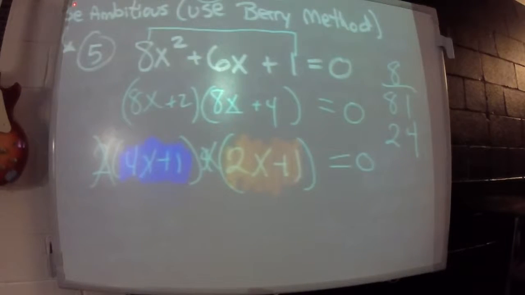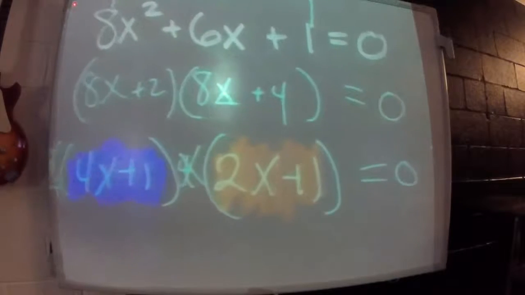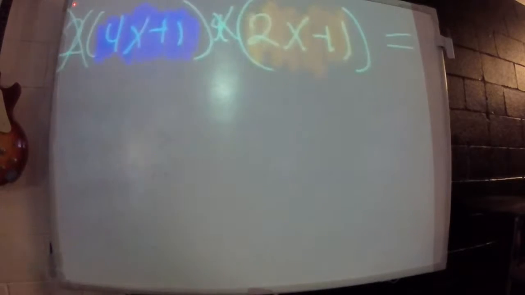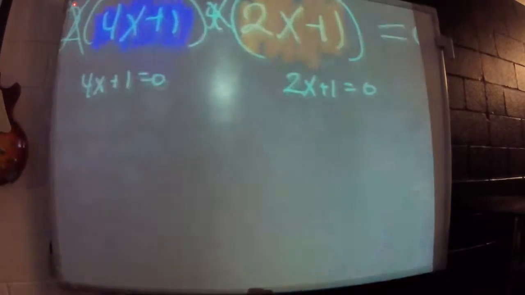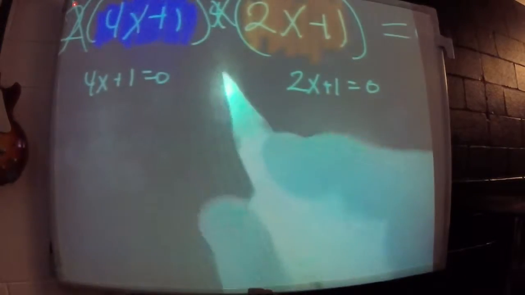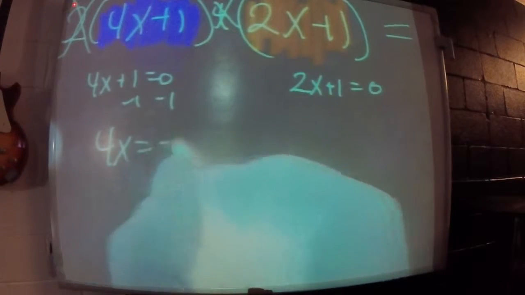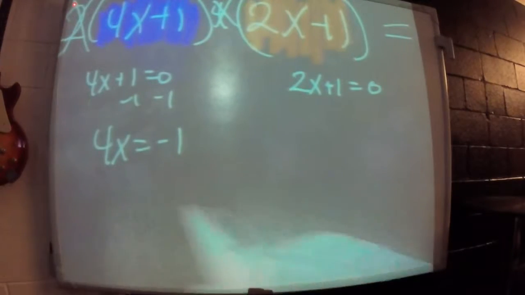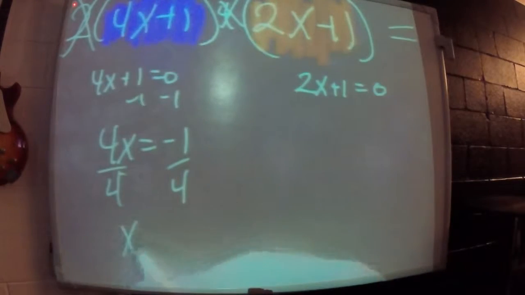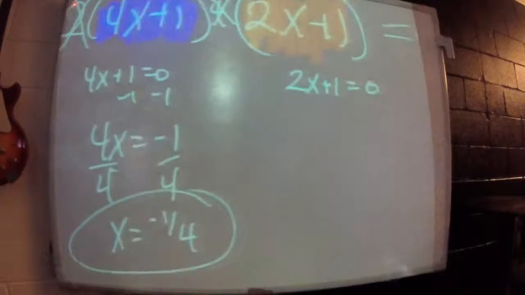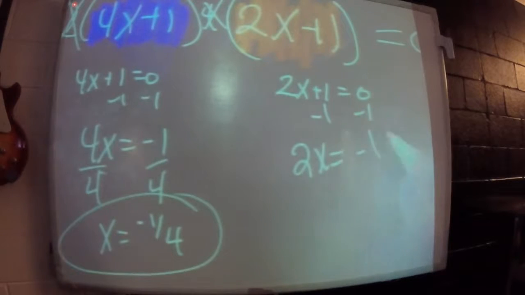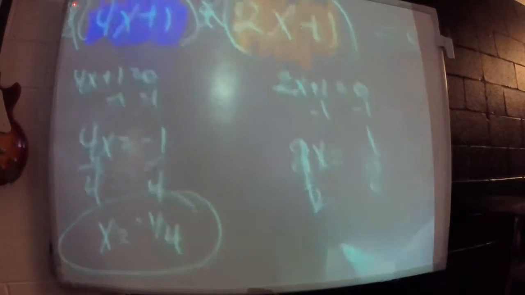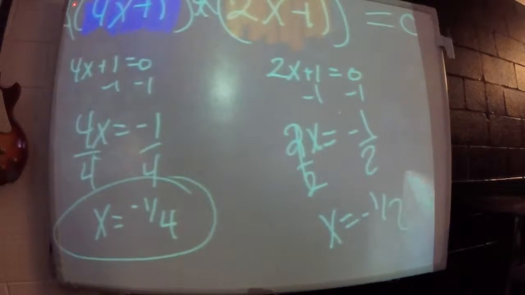Now what are we going to do to finish the problem? Make each one equal 0. So your first thing says 4x plus 1 equals 0, and your other one says 2x plus 1 equals 0. Move the 1 over. You've got 4x is negative 1. Divide by 4, and what do we get? Negative 1/4. That's one of your answers. And then this one, move the 1 over. 2x is negative 1. And x is negative 1/2.